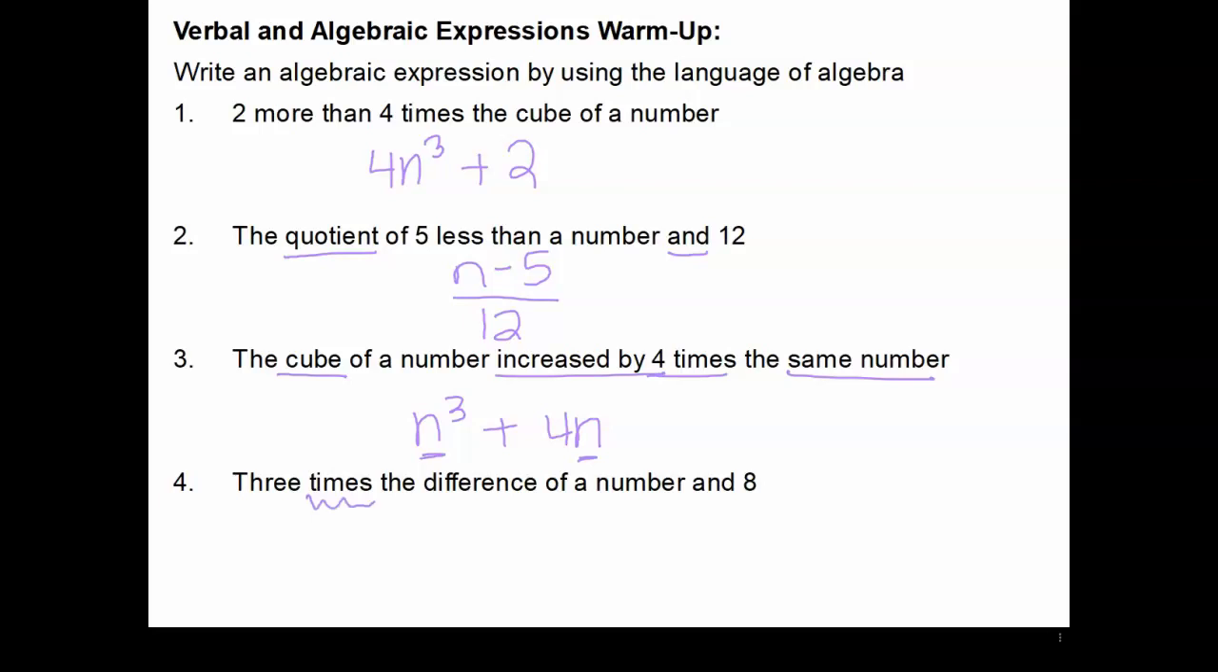Times means multiply, difference means subtract. So it says 3 times. Now it's the difference, so we're going to put this in parentheses, of a number and 8. So we're going to take n minus 8 in the parentheses and multiply that by 3.